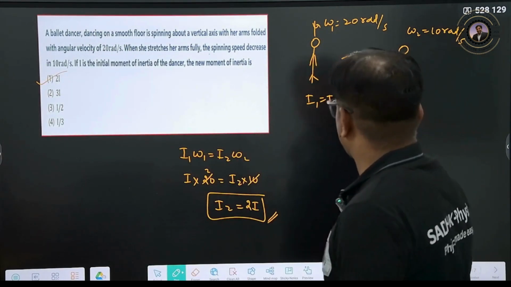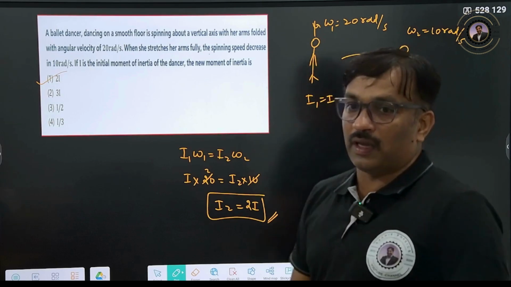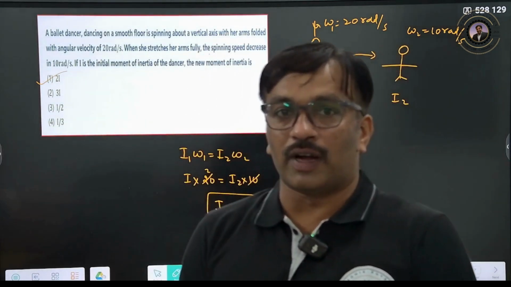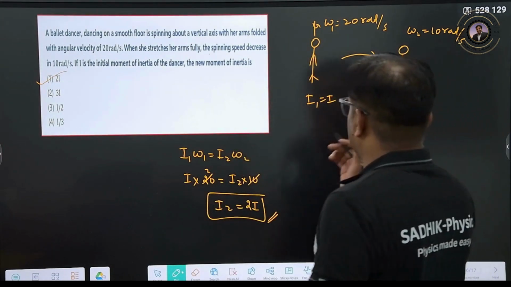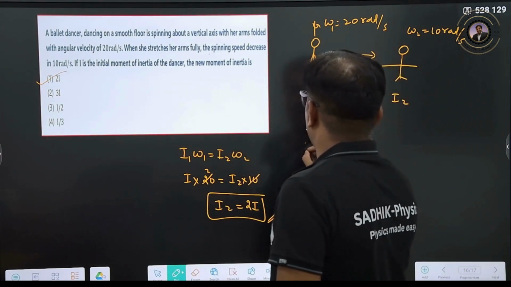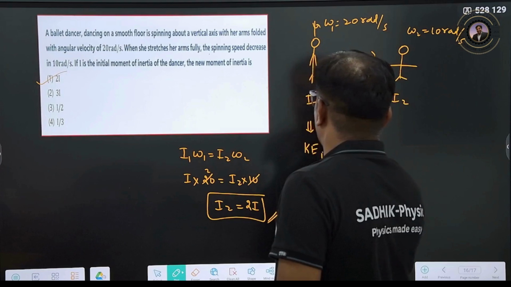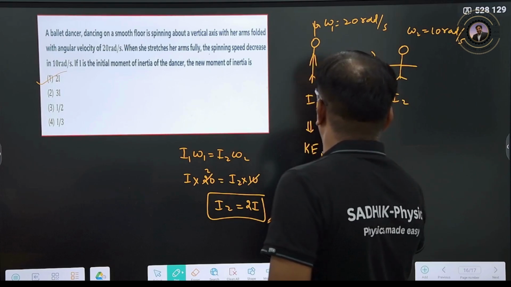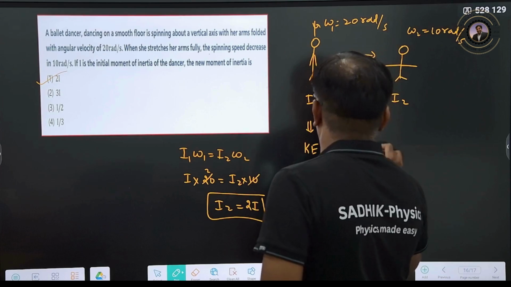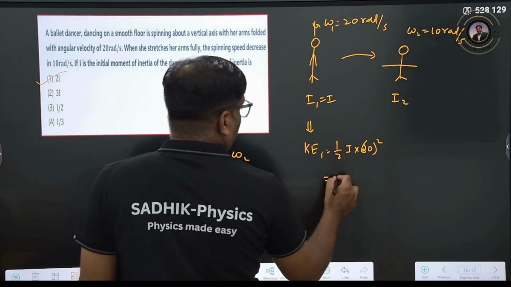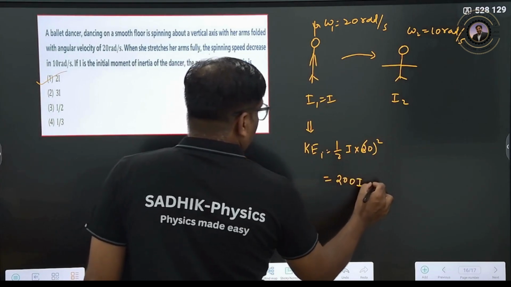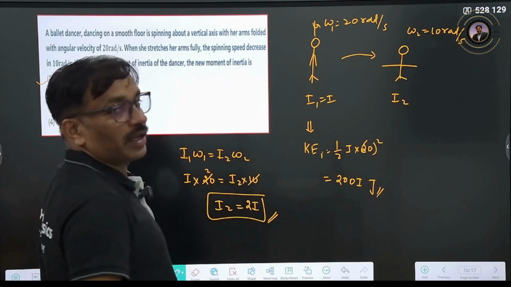So can you tell me, here we can add one question now. What about the kinetic energy? Initial kinetic energy of this one is how much now? Initial kinetic energy is 1 by 2 into I into 20 square. Clear? So here 20 square is 400, divided by 2, 200 I. So 200 I joules will be your initial kinetic energy now.